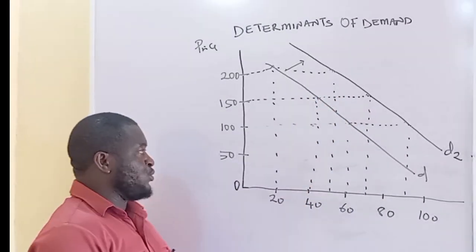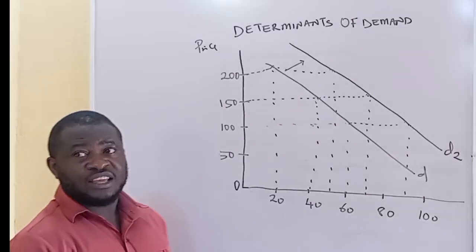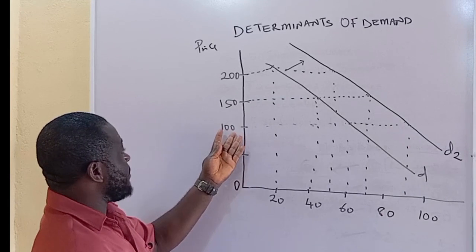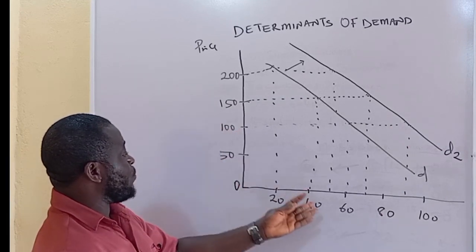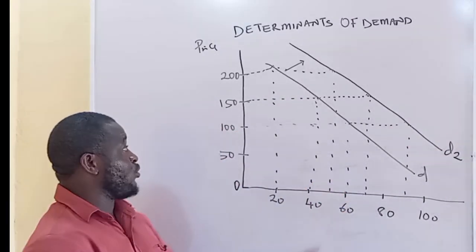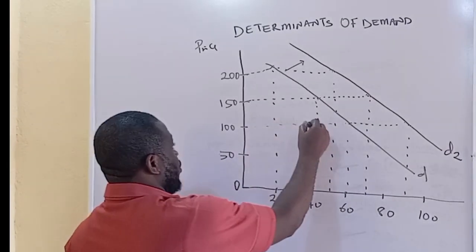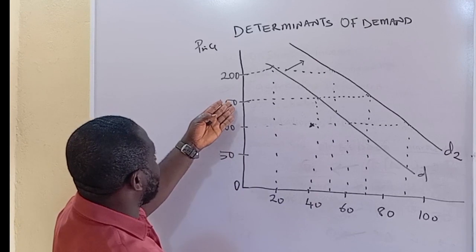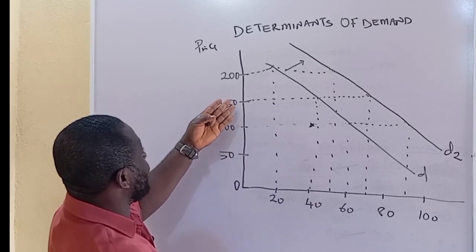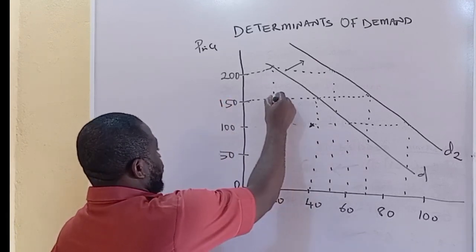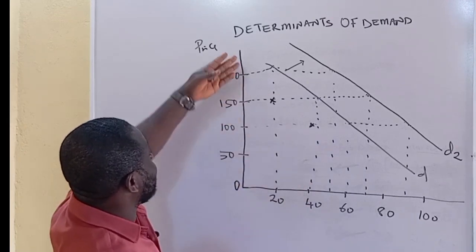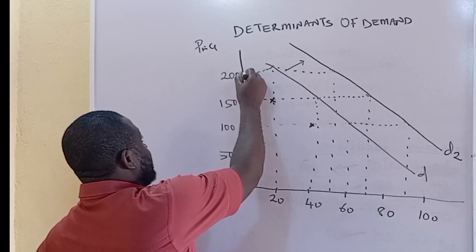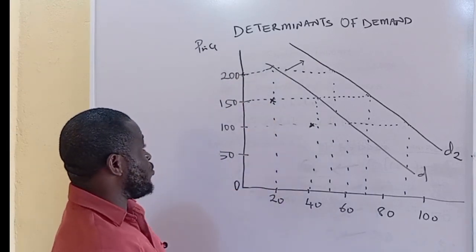From the demand schedule, we found that when the income of Mr. A decreases, and at the price of 100 naira per litre, Mr. A was no longer able and willing to purchase 60 litres of petrol, but now he was willing to purchase only 40 litres of petrol. When the price further went up to 150, Mr. A was only willing and able to purchase 20 litres of petrol, and when the price went to 200, Mr. A was not willing to purchase anything because his income could not afford him to do that.